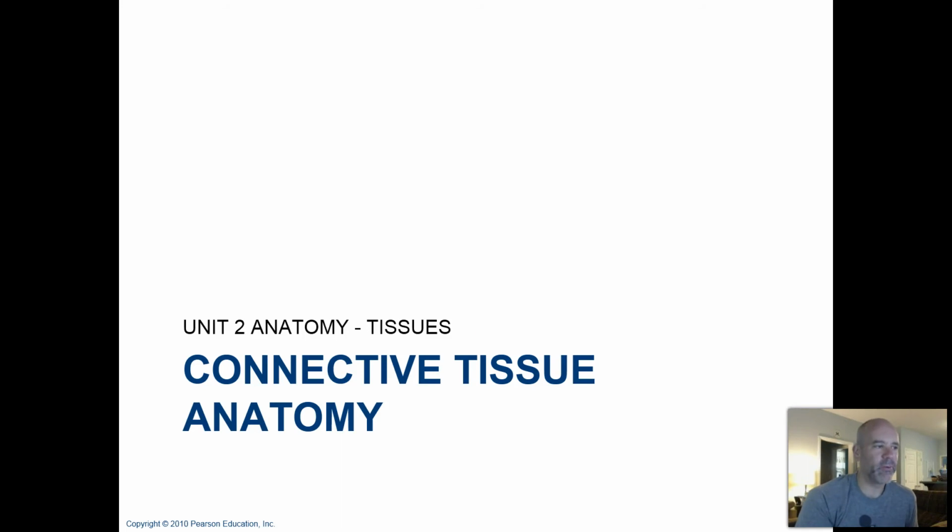Okay, we're going to continue on with our tissue microanatomy for Unit 2. And now we're going to talk about the different types of connective tissues that I want you to study for the Unit 2 anatomy test. And again, follow along with your Unit 2 anatomy study guide. I've got everything listed there for you that you need to know.